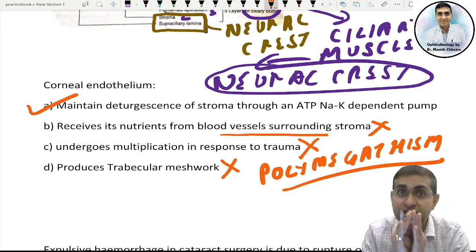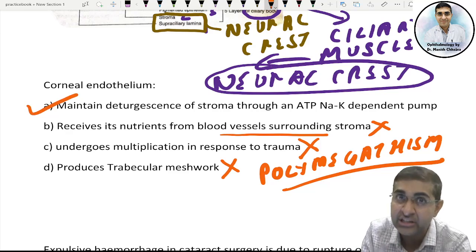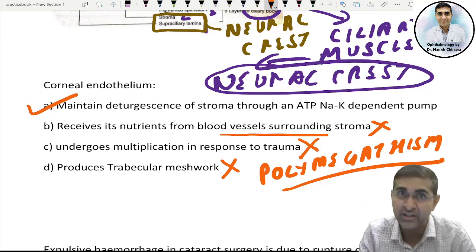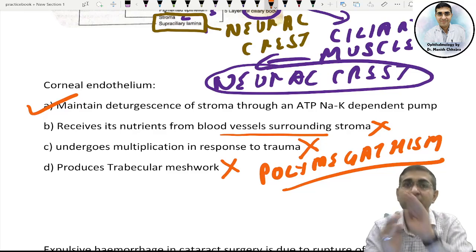Yes, there are sodium potassium dependent pumps which throw 3 sodium into the anterior chamber. It takes 2 potassium inside the stroma, and water follows the sodium so that the cornea is maintained in a dry state, and as a result of which the cornea remains clear.